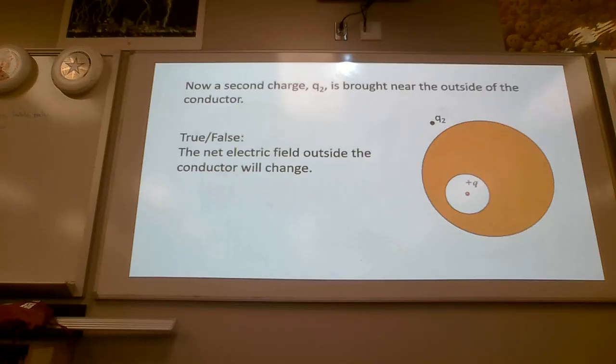So we started with this with the plus Q, and then we brought Q2 in. Does that change the electric field outside the conductor? Tell your neighbor.